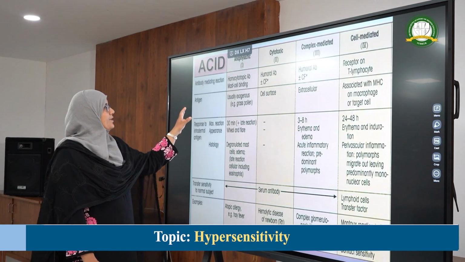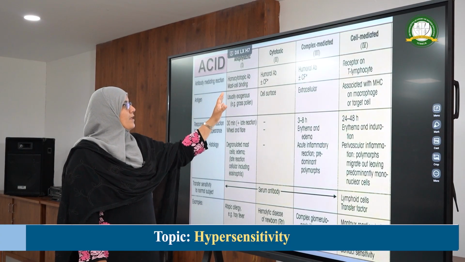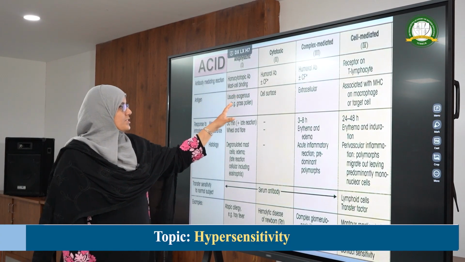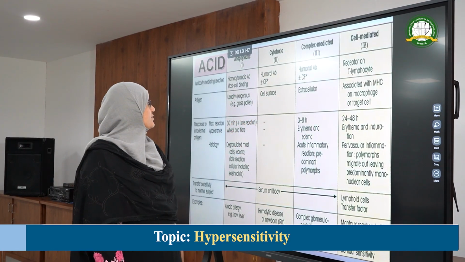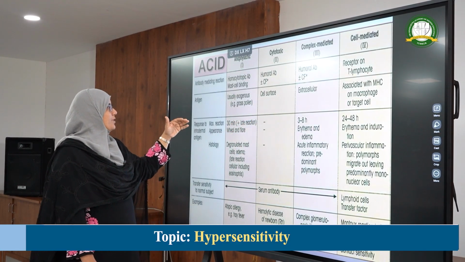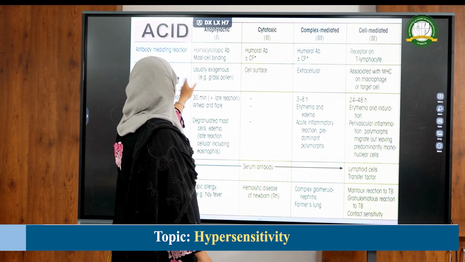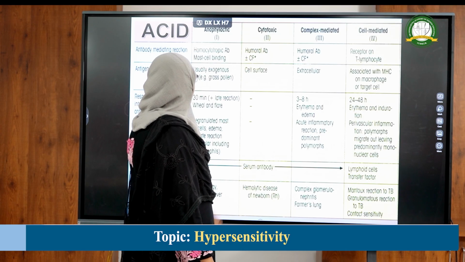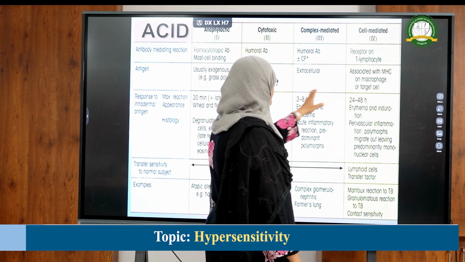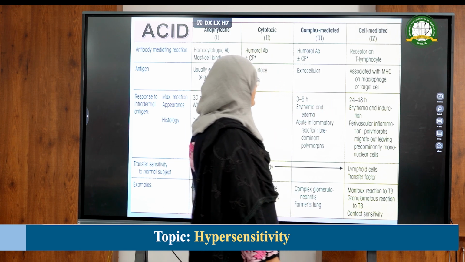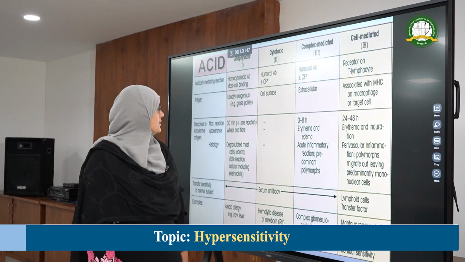In terms of antibody mediated reaction, in type 1 it is homocytotropic antibody, because of mast cell binding; in type 2 and 3, humoral antibody with complement fixation; in type 4, receptors on T lymphocytes. Type 1 is usually due to exogenous antigen, such as pollen. Type 2 occurs on the cell surface. Immune complex mediated is extracellular. Cell mediated type is associated with the major histocompatibility complex present on the macrophage of the target cell.